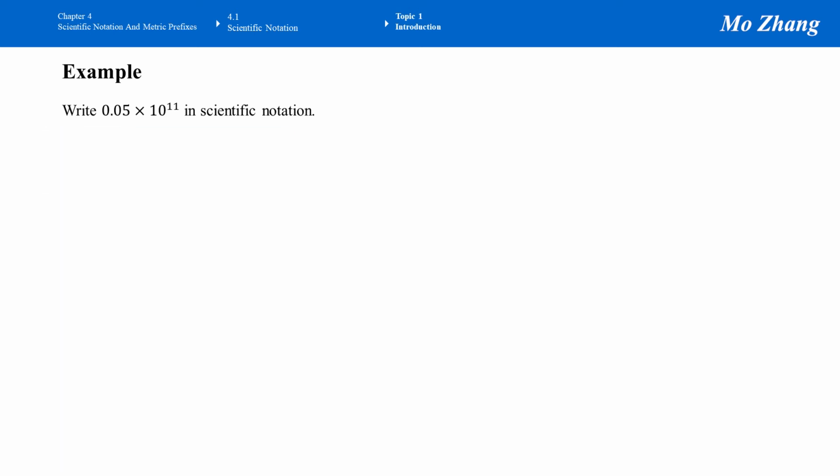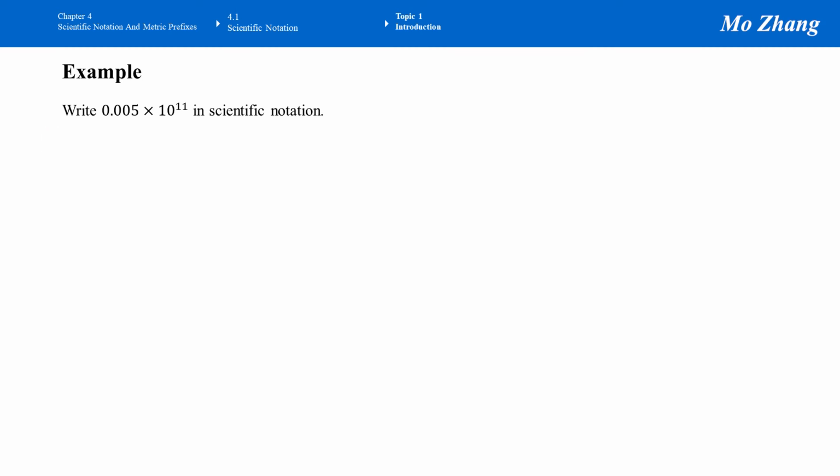Here is another example. We write 0.05 times 10 to the power 11 in scientific notation. 0.05 obviously is less than 1, so it is not valid. We need to move the decimal point to the right 2 places, so it becomes 5, and 5 is in the range between 1 and 10. Since we move the decimal point to the right 2 times, we do the opposite for the exponent. We need to subtract 2 from the current exponent. So at the end, the answer is 5.0 times 10 to the power 9.